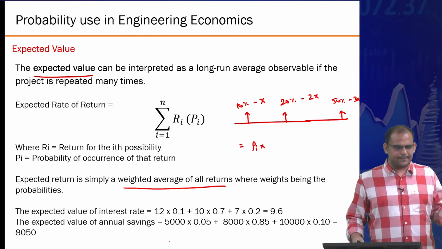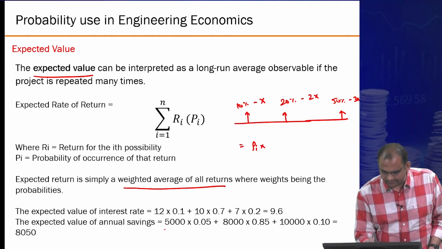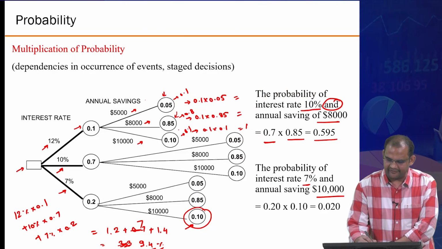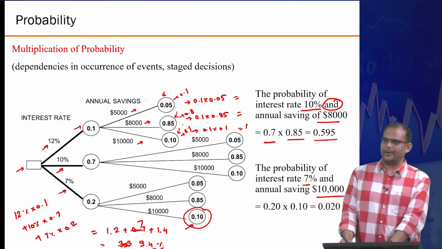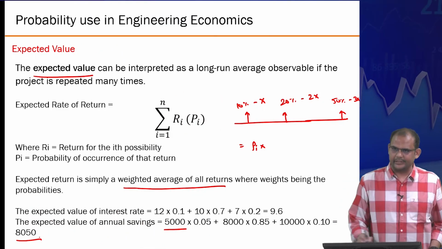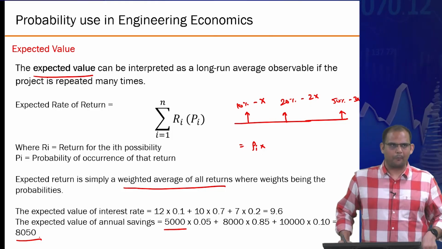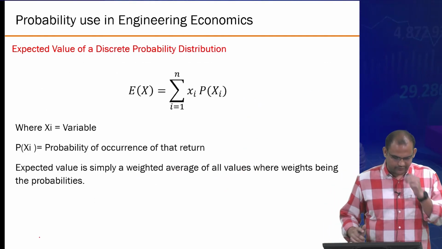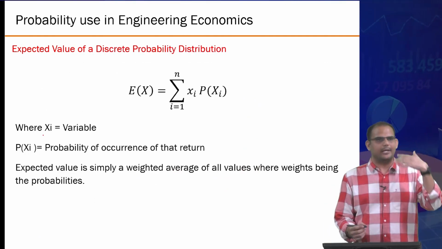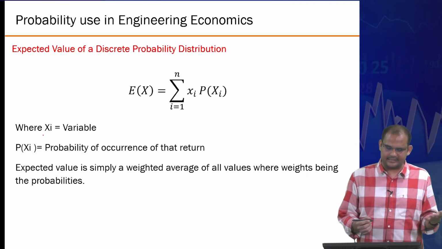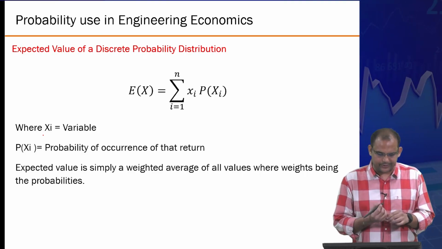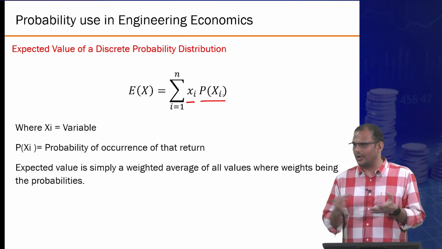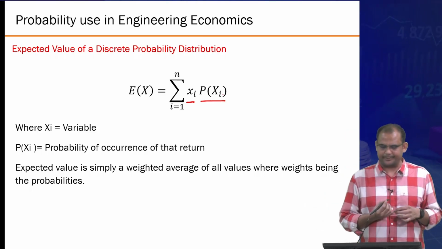Similarly, the average expected value of savings would be 5,000 multiplied by the probability of 0.05, 8,000 multiplied by 0.85, and then 10,000 multiplied by 0.1, and you simply add them to get 8050. Make sense? This is how you calculate the expected value, and this is a generic formula for any variable. If you want to estimate, you estimate the probability. In simple cases in a classroom, this will be given to you, and you multiply each xi with the probability of xi occurring, and you take the sum of all the xi's for a particular variable.